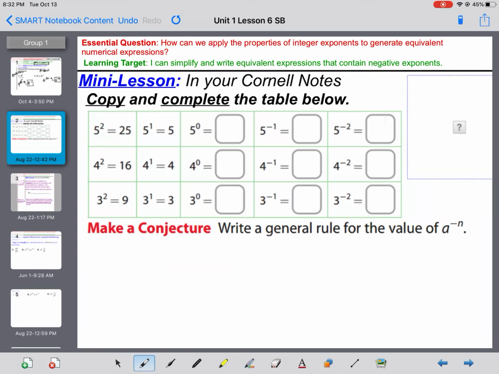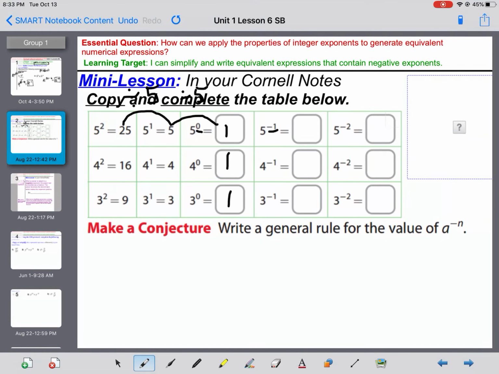Alright, so in this mini lesson, let's make sure we have this whole table copied down. This is an extension of last lesson, so Unit 1, Lesson 5. Going from left to right, we said that we were dividing by whatever the base was. So from 25 to 5, we were dividing by 5. And then from 5 to here, we know that anything raised to the 0 power equals 1 from last lesson. So that means we divided by 5 again.